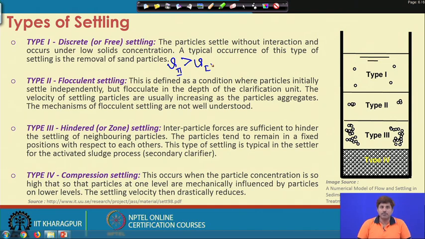Whereas, in type 3, when the zone settles and a hindrance occurs, the settling velocity is reduced. So, the settling velocity under type 3 is smaller than the settling velocity in type 2 as well as in type 1, the discrete settling particles, because of these interparticle forces disturbing the settling process. And the least velocity is the settling velocity in type 4 when there is compression. Since there is not much settling under compression, the settling velocity is also least. So, this is the typical order of settling velocity under these 4 different types of settling.